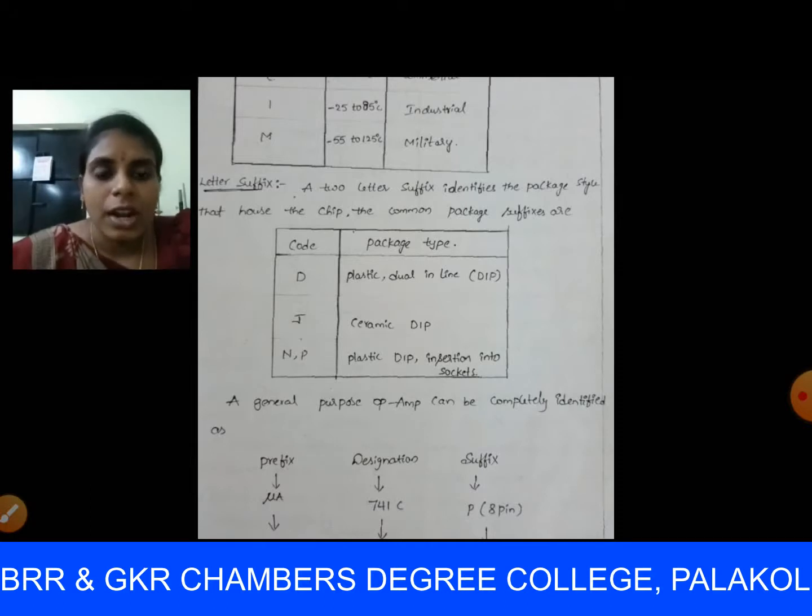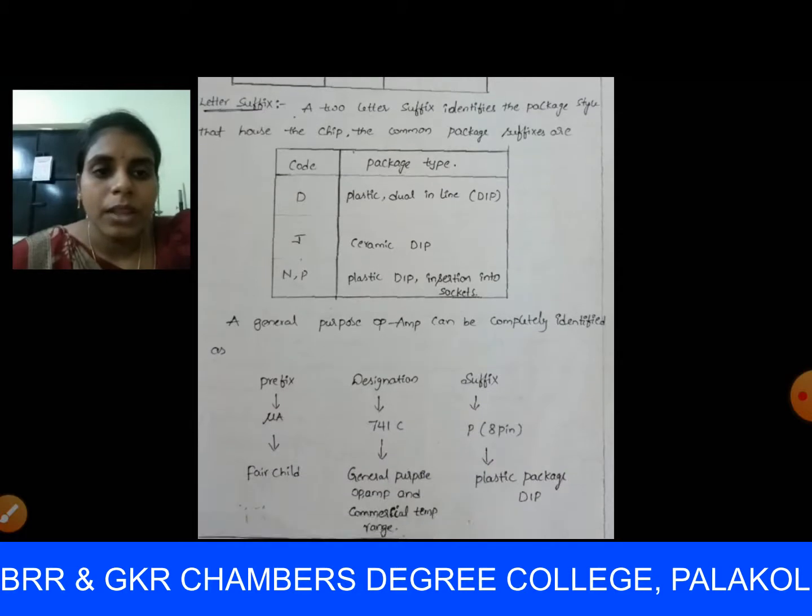741 is the number for a general purpose op amp. C is the commercial range temperature. And P is a plastic package, dual inline package, where the chip is housed in plastic. This is the 8 pin configuration chip.